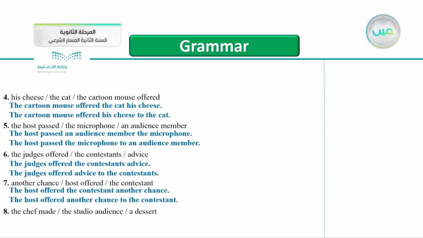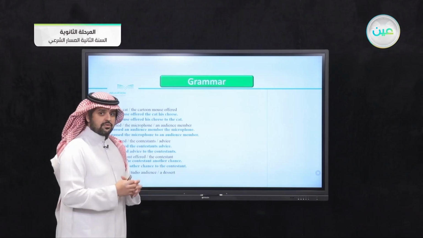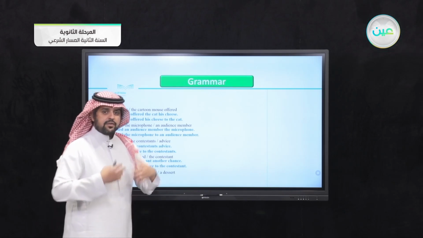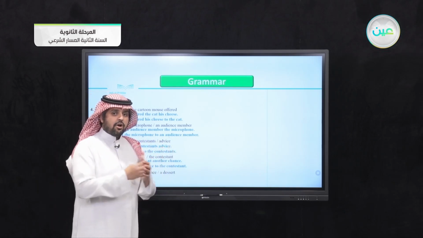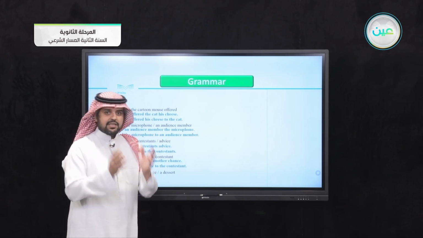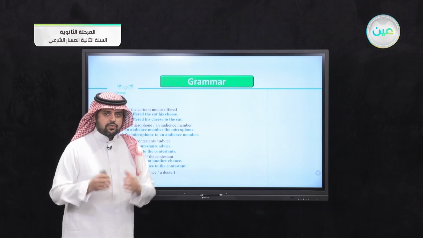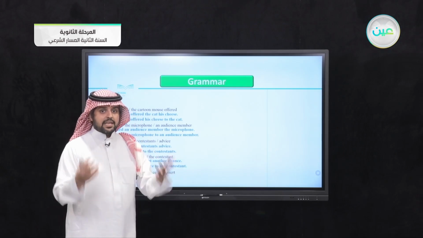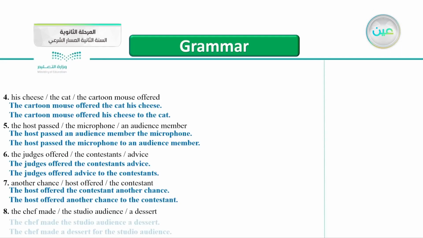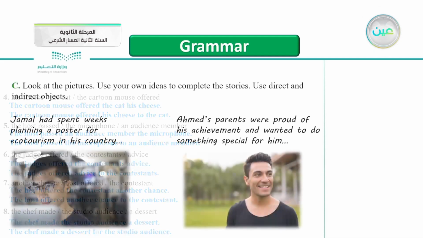Number 8, the chef made the studio audience a dessert. The chef made the studio audience a dessert. Whenever you answer this kind of question, always notice the direct and indirect object. When you know them, now you know how to rearrange the sentence as you like. Yes, this is correct. The chef made the studio audience a dessert. The chef made a dessert for the studio audience.